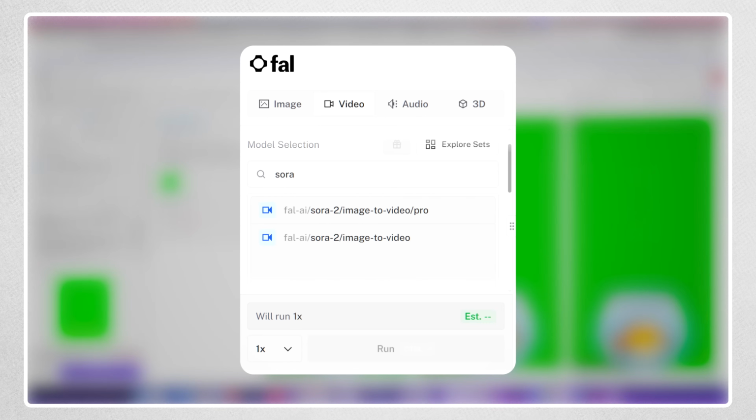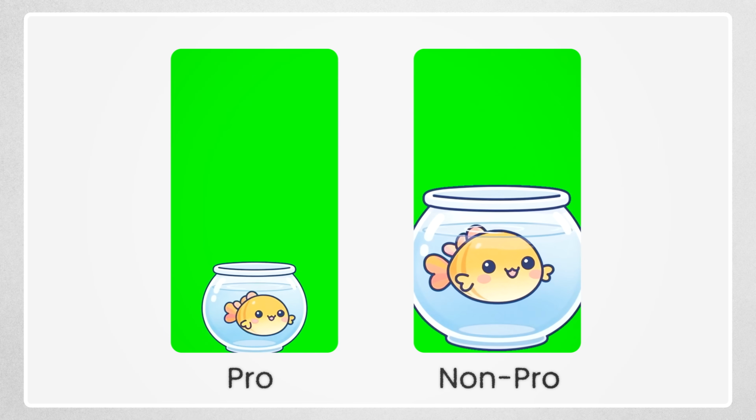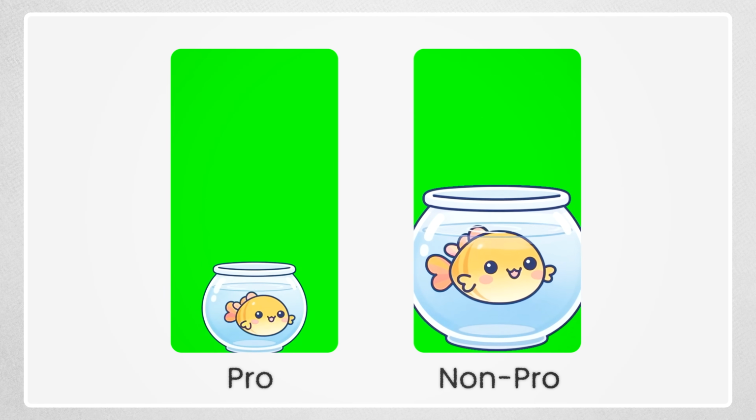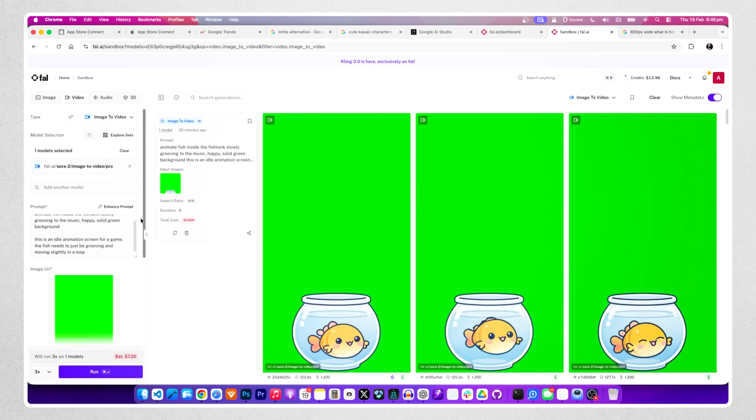There's two models available, the Pro version costing around about $1.20 per video, and the non-Pro version costing around about 40 cents per video. From my tests, the Pro version consistently gets better results. So I go with Sora 2 Image to Video Pro.